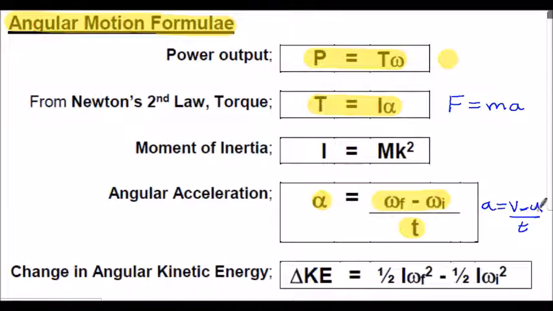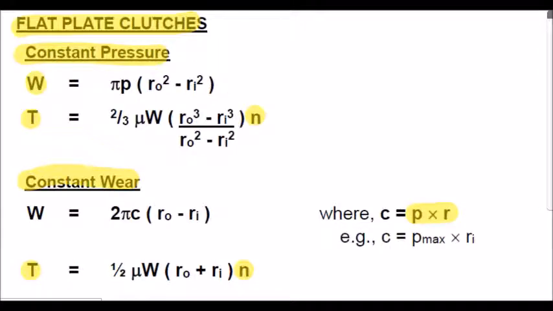V is the final velocity, U is the initial, and T is the time. That gives us the acceleration in the linear sense. And this is the angular sense: the final angular velocity omega F minus the initial angular velocity omega I, divided by time, gives the angular acceleration. So we might meet those later on in one question, but we'll pick that up when we do. Mainly it's these equations we're going to use predominantly in the analysis today.